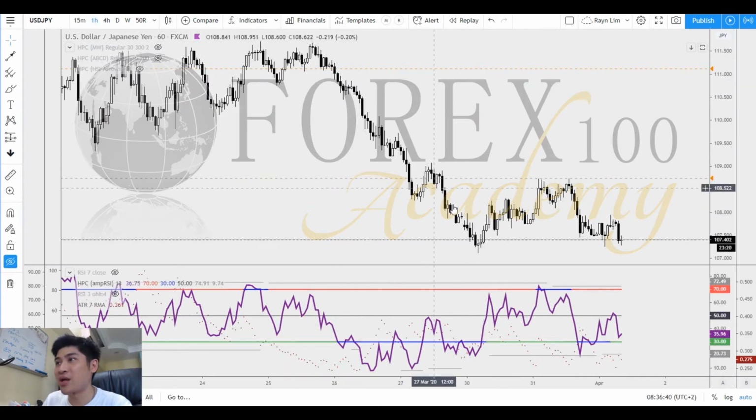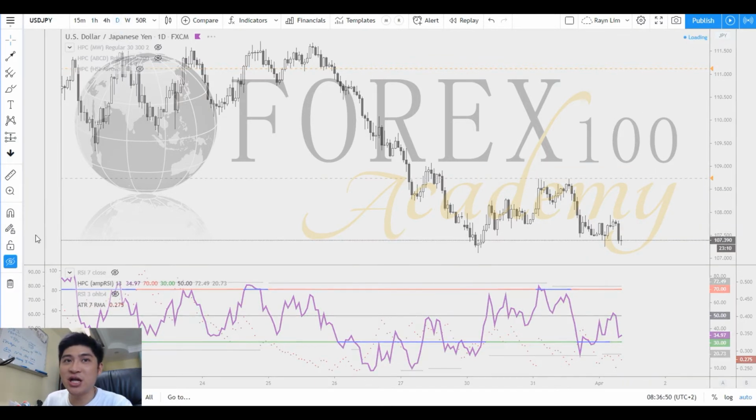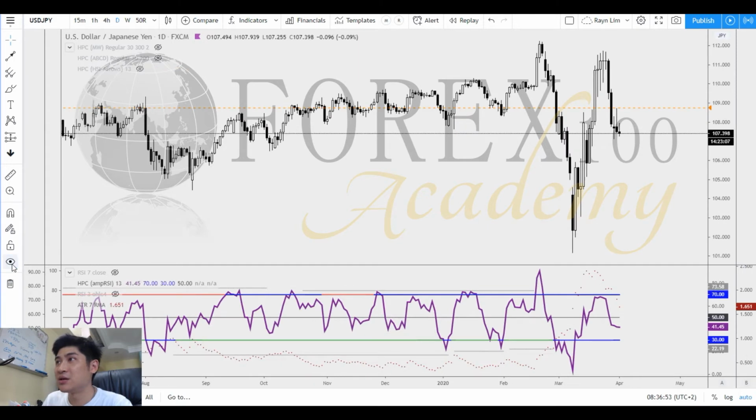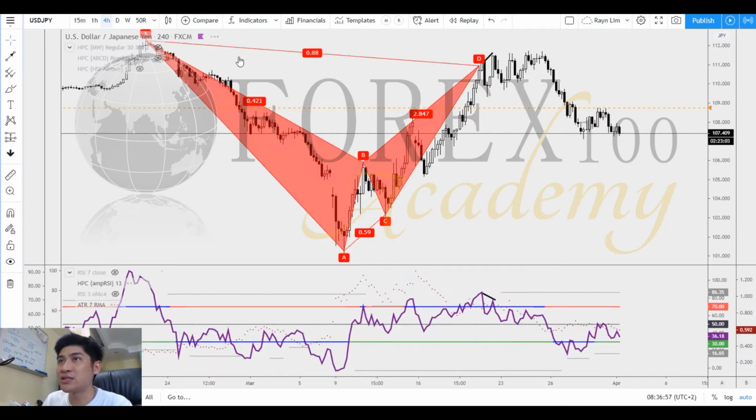Alright, so this is on the 1-hour chart. Looks still pretty bearish. Let's see with this RSI divergence, is it able to push it up to a higher price. On the daily chart, let me share with you my analysis. On the daily chart, nothing much over here. But the 4-hour, this is the 4-hour bearish bat pattern with RSI divergence.